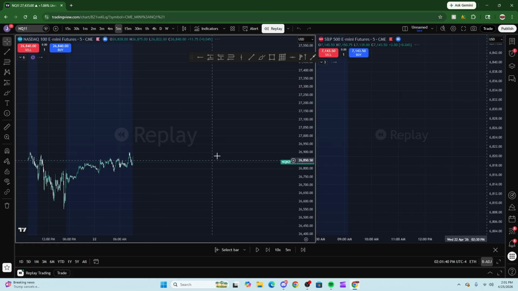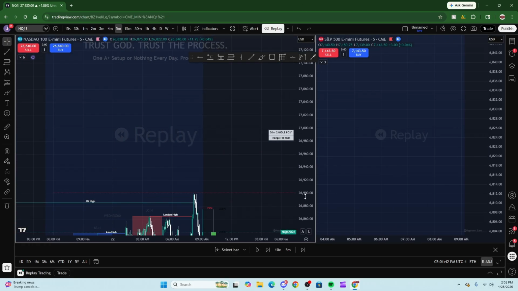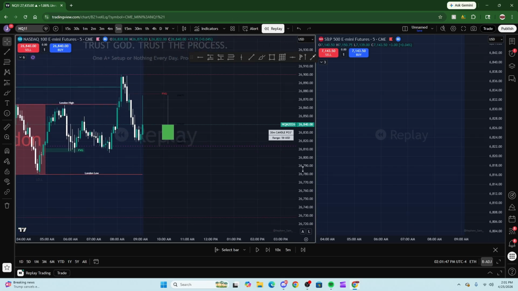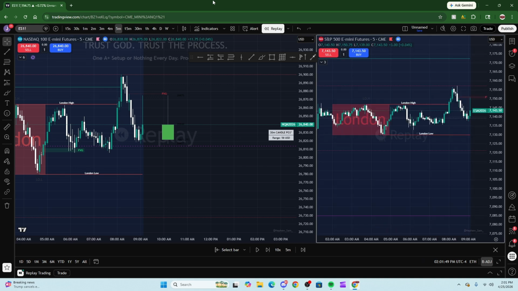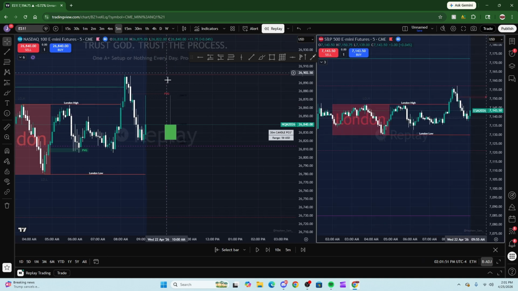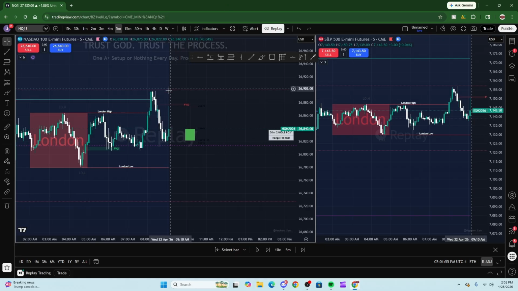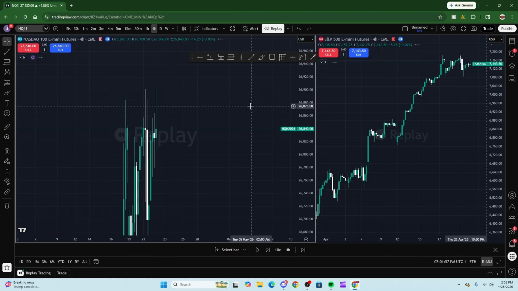Let's start with Wednesday. Okay? So, what is the main purpose of standard deviations, in my opinion? The main purpose of standard deviations for me are three. One, they show me reversal points. Two, they show me targets. And three, they tell me if we're going to have continuations.